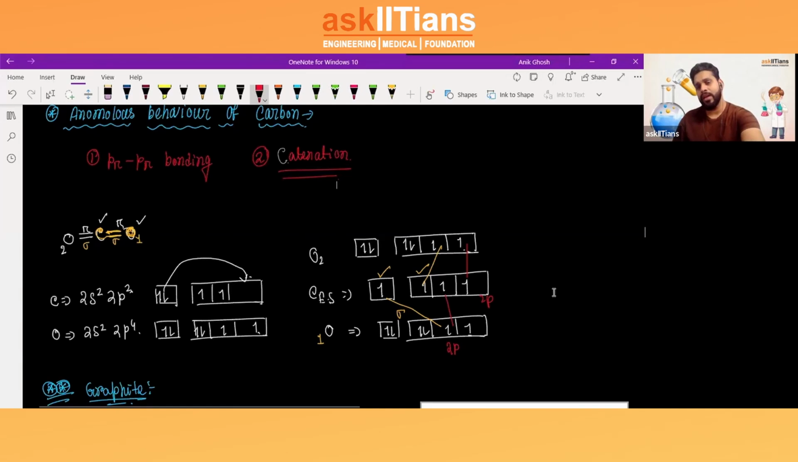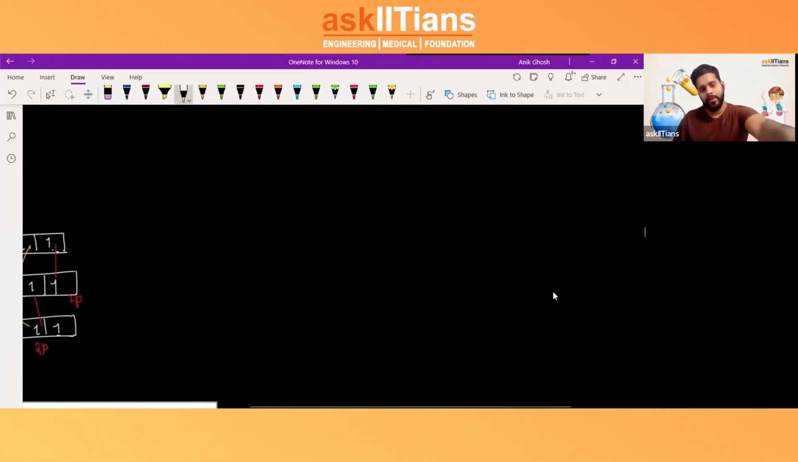If I talk about catenation property, guys, if you see for carbon, what happens for carbon is it can bind with itself. So catenation means when you can bind with yourself. Now people have a misconception that catenation is only applicable for carbon, which is completely wrong, guys. Catenation is applicable for every element. Okay. Anyone who can bind with itself, that is called catenation property.